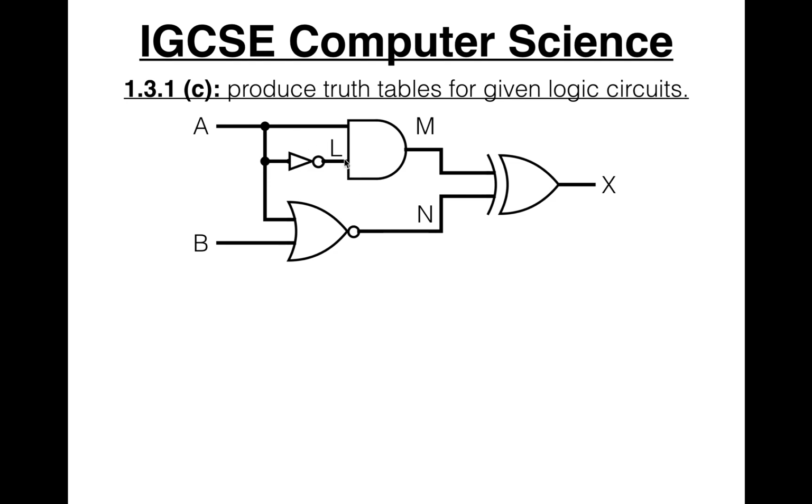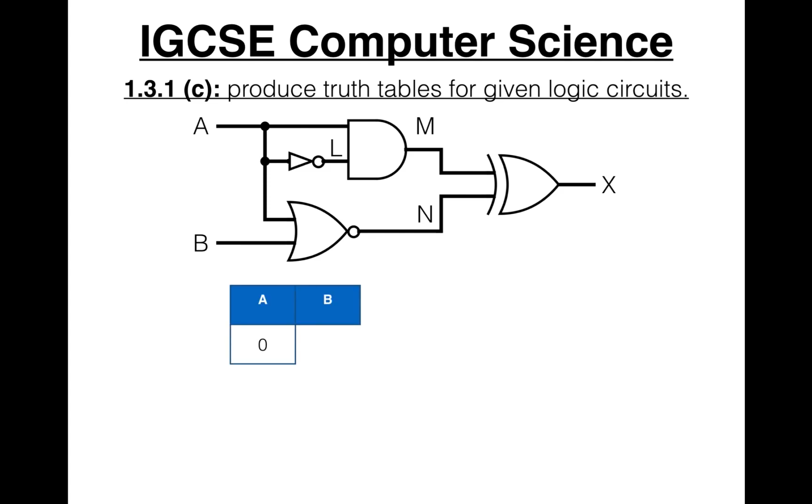So basically L is NOT A, M is A AND L, and N is A NOR B. And then of course X is M OR N. So we'll look at that in a truth table right now.